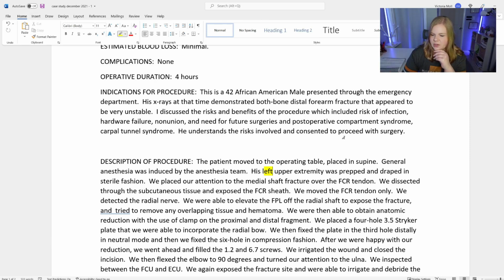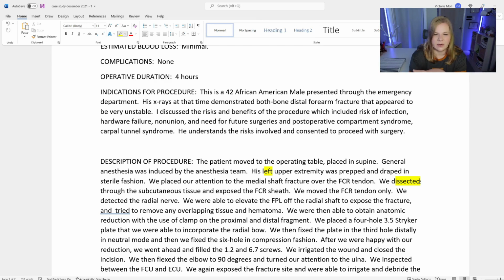We placed our attention to the medial shaft fracture over the FCR tendon. So FCR is your flexor carpi radialis. We dissected. So dissected tells us what? If we see a dissection, that means it was an open procedure. They cut the patient open. So we dissected through the subcutaneous tissue and exposed the FCR sheaths. We moved the FCR tendon only, so they have to move the tendons out of the way to get down to the bone so that they can repair that.